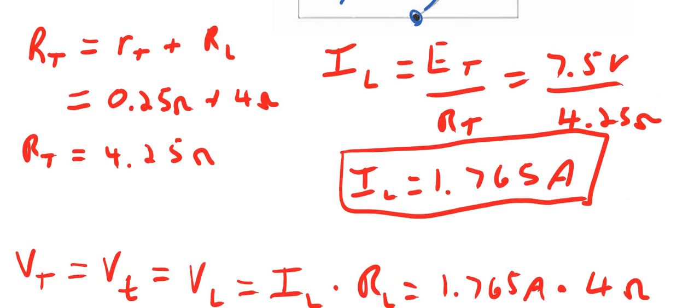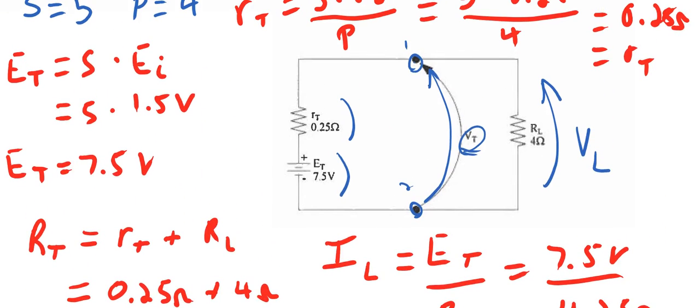And so remember that when it comes to circuit analysis, it doesn't matter how we do the calculation. What matters is that we have calculated the potential difference between terminals 1 and 2 here as 7.06 volts.